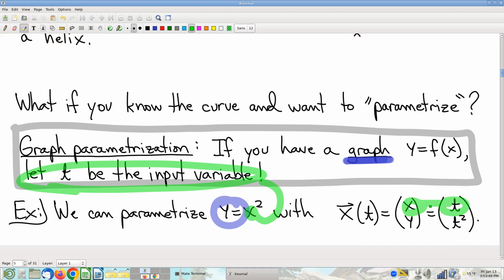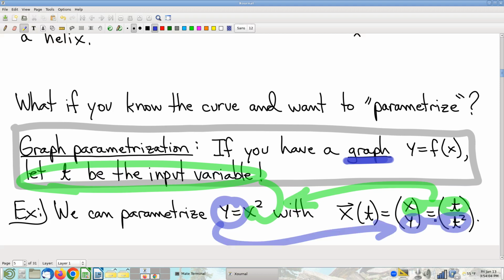And I claim we've already won the game. Because if x is equal to t, then I have no choice but to observe that y has to equal t squared, and victory, we have position as a function of t. So, it always works. Neat trick. Everybody happy? So, you do have to remember the trick. The trick, again, is this right here. Let t be the input variable in the equation where one of the variables is a function of the others.